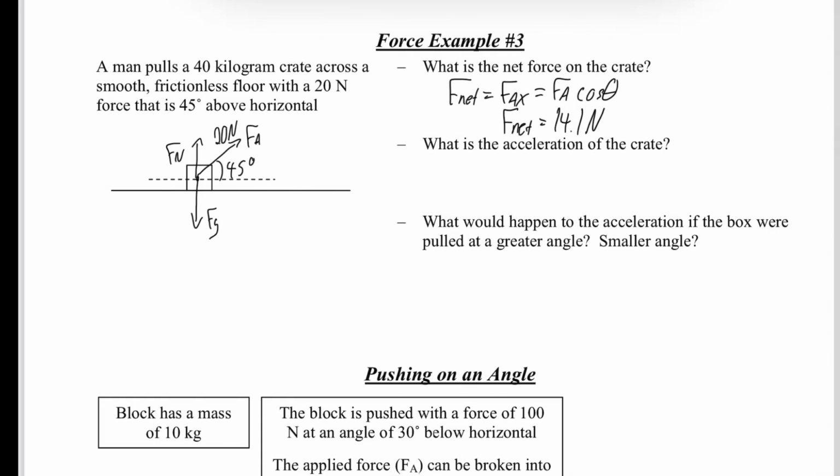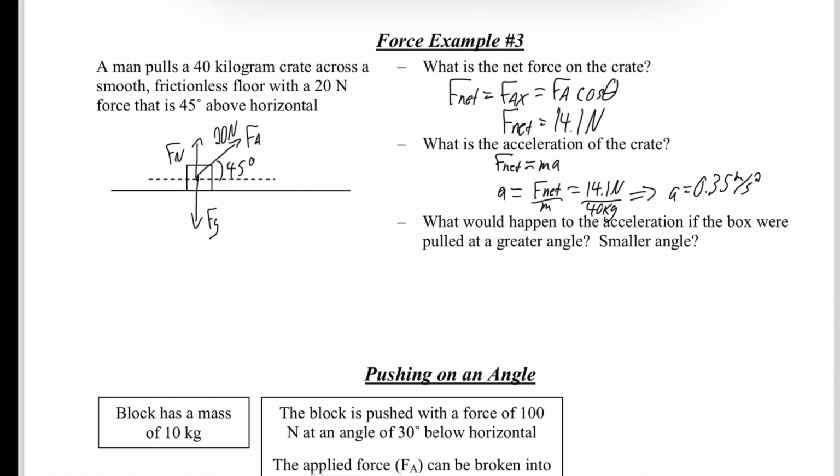So now we want to know our acceleration. Using our net force equation, F net equals ma, or in this case, we'll rearrange it to be a equals F net over m. We can plug in our values. We get 14.1 newtons divided by our mass of 40 kilograms. And we will then get that our acceleration will be equal to 0.35 meters per second squared.